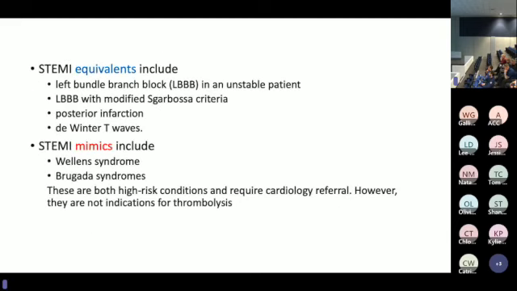Okay. So then that's just a little bit of revision. STEMI equivalents are left bundle with an unstable patient or modified Sgarbossa, the posterior infarction with the depression in V2 and V3, and the De Winter T waves. And then the STEMI mimics where you're not necessarily going to activate the cath lab straight away would be De Winter's, Brugada, and they also include pericarditis in the National Heart Foundation guidelines. So things that you do need to refer to cardiology urgently, but don't necessarily need to activate cath lab urgently.